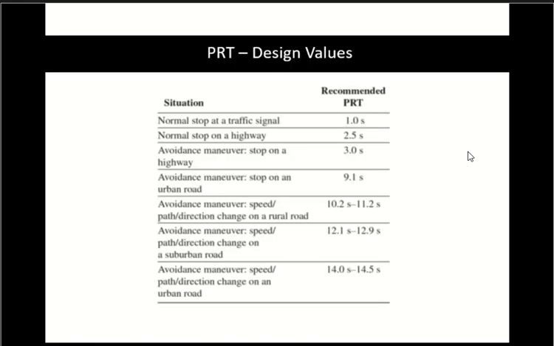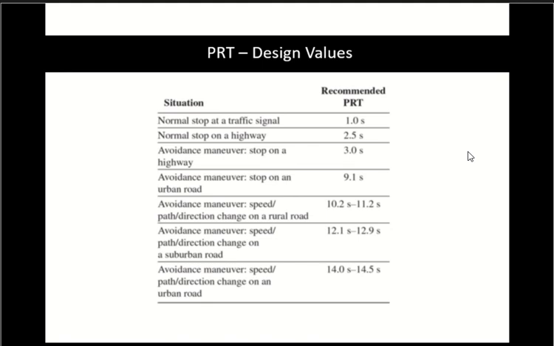Like I mentioned, perception reaction process is measured in terms of time. So these are the standard values of perception reaction time taken in design. They did a study, and from those studies they found the perception reaction time which we can take for design in different conditions. They depend upon conditions, they are not the same. So for example, you are stopping at a signal, which is very normal. You come to a signal, you see the red light, you stop. This is very normal. So your perception reaction time is very low, which is only 1 second.